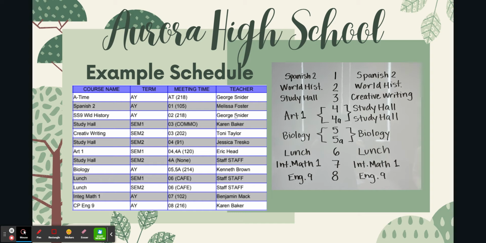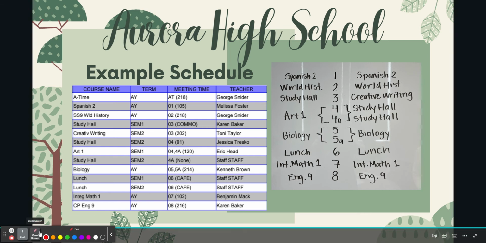I do want to point out that for courses that run all year or during a semester 1 or semester 2, time slots are easy to look at if you break down your schedule into two different columns. So in the picture to the right, you can see that I have written all of the periods of the day down the center of a piece of paper, or in my case, a whiteboard. So our course periods are called period 1, 2, 3, 4. We then have periods called 4A, 5, 5A, 6, 7, and 8.